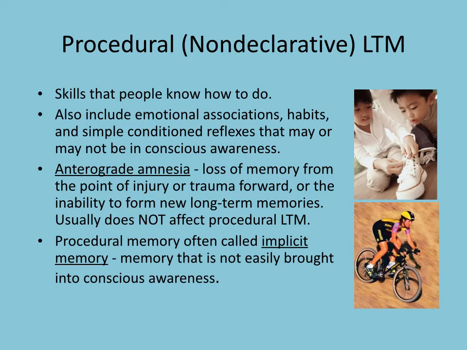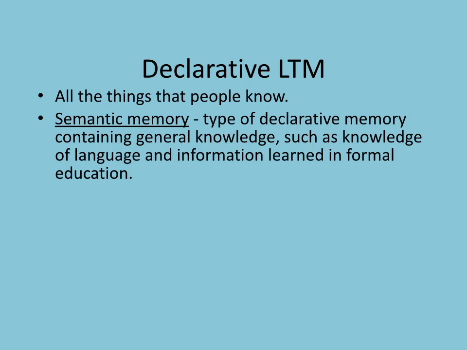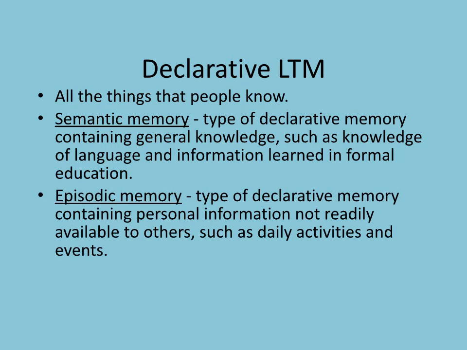Now, procedural memories are often called implicit memories because they're not easily brought into conscious awareness. A lot of these things, like I don't even notice when I say yes, sir, no, sir, all those different types of things. Now, declarative are things that you're consciously aware of. One of these types is semantic memories. They're types of declarative memories containing general knowledge, such as knowledge of language, information learned from formal education. So anything semantic is something you directly learned.